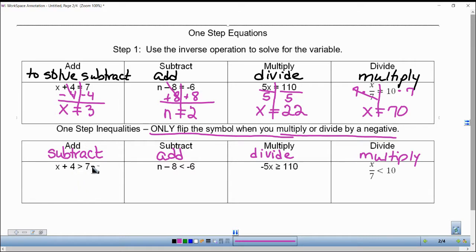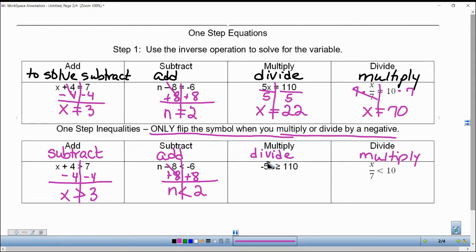So x plus 4 is greater than 7. You just subtract 4. Our symbol does not change for addition or subtraction, so we end up with x is greater than 3. For n minus 8 again, you add. There's no change when you're adding or subtracting, so we get n is less than 2.